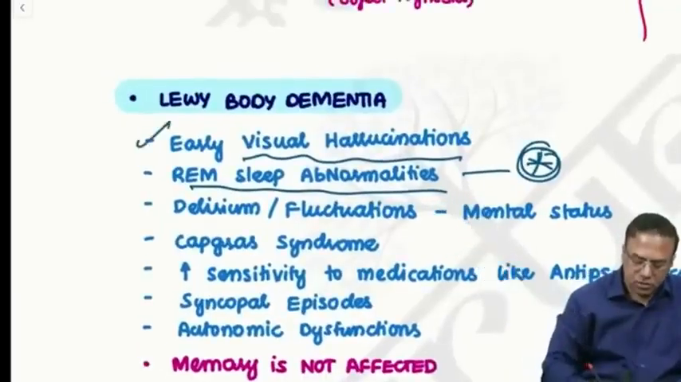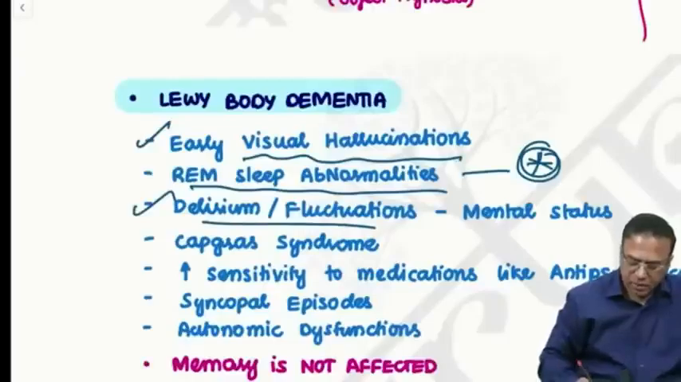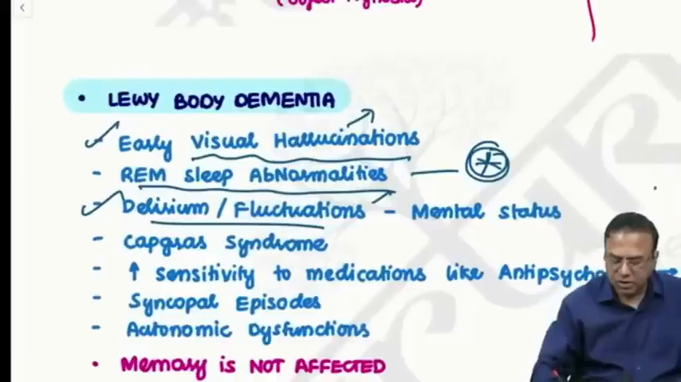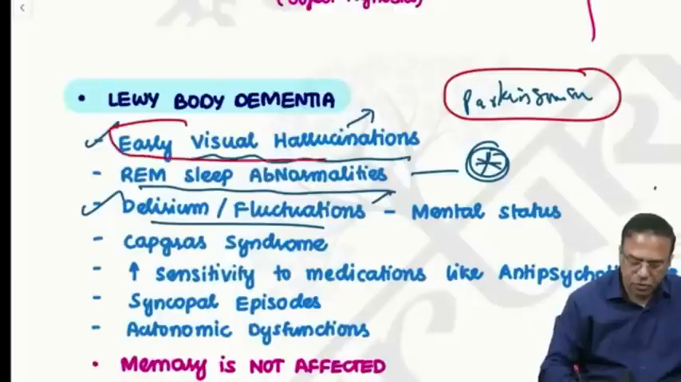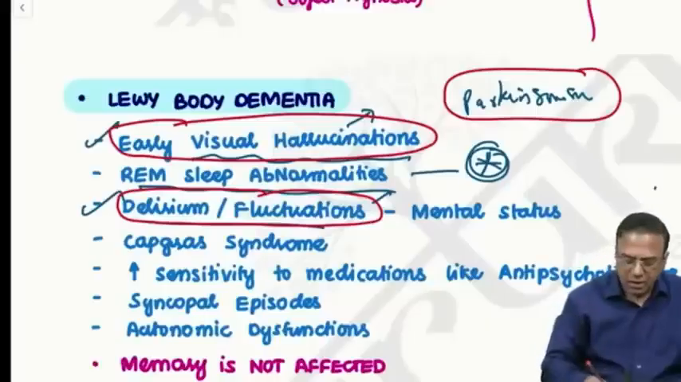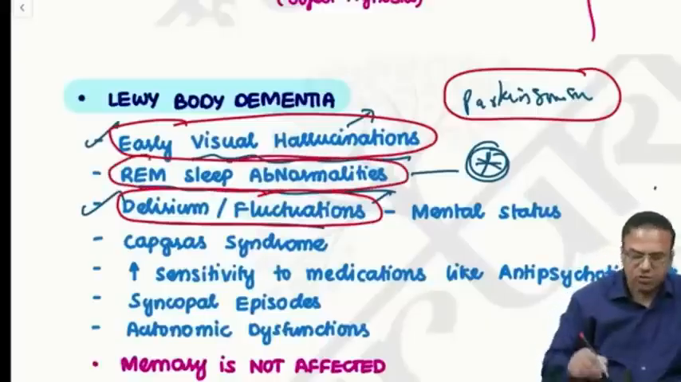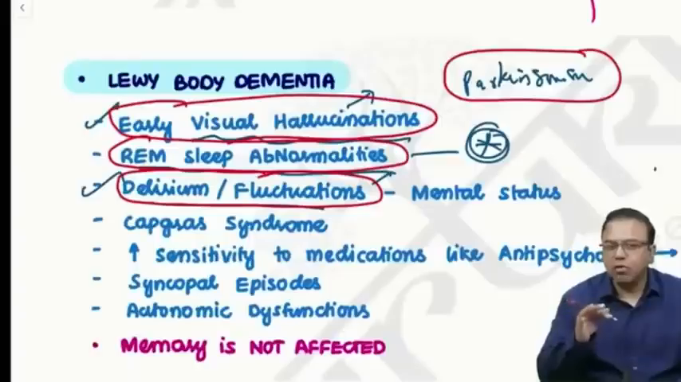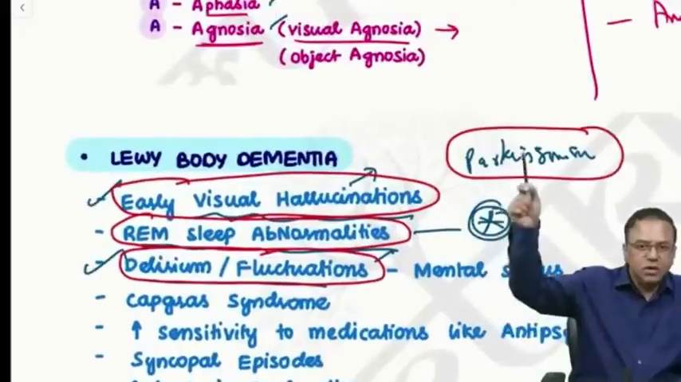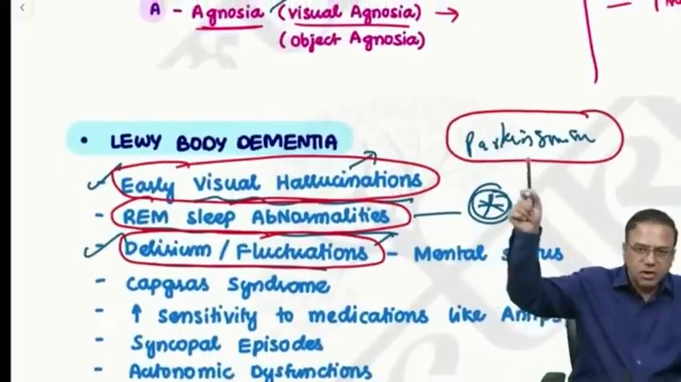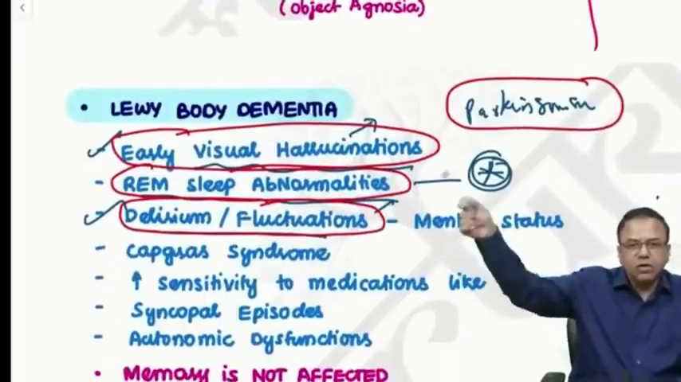So this fluctuating sensorium, these three things, particularly visual hallucinations, fluctuating sensorium, and I forgot to mention here Parkinsonism. In this list, Parkinsonism is not there. So these three things are known as the core features. According to the American guidelines, even REM sleep problems come under core features. Sometimes in the exam they ask, what are the core features of Lewy body dementia? Visual hallucinations, Parkinsonism. What is Parkinsonism? Rigidity and hypokinesia, sleep problems, delirium. These 4 things are known as core features.